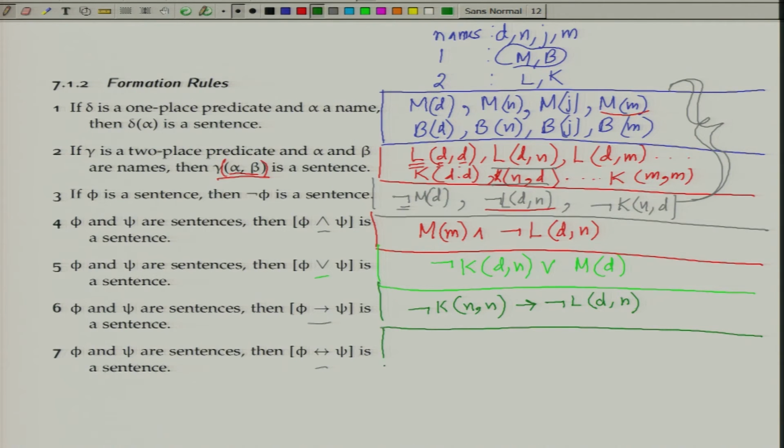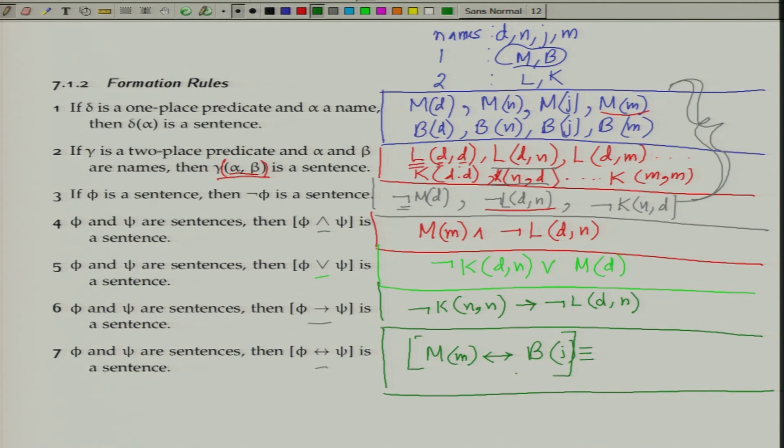And finally, we need to talk about it a little. It is if and only if. So, anywhere we can write if M M, so, M M if and only if B J. Suppose we are choosing any random sentence. So, these are all sentences. So, we can have this. Now, what does it mean? Actually, it can be paraphrased as the following.